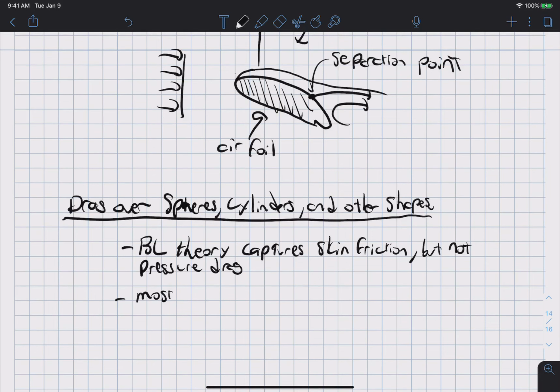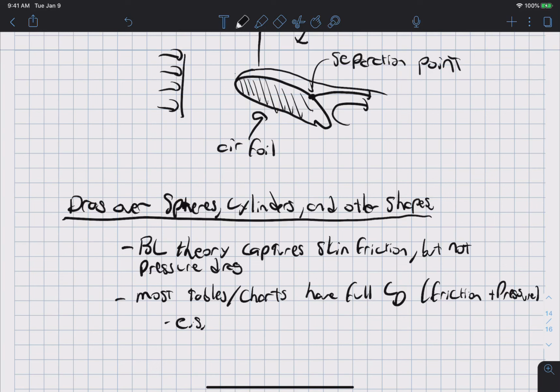Most tables and charts that contain drag coefficients for various shapes, even in the book, like the drag coefficient for a sphere or something like that, have the full drag coefficient, which is friction plus pressure, which is usually what you want. An example of that would be table 9.3.